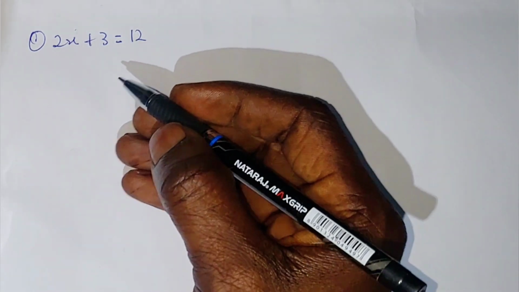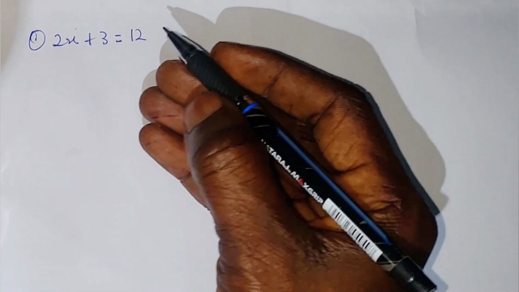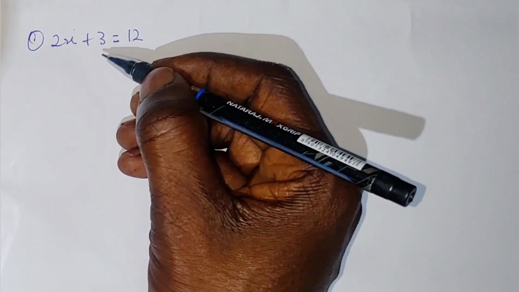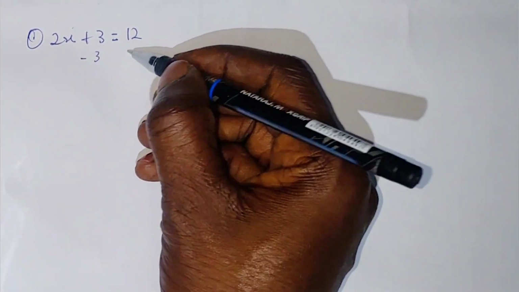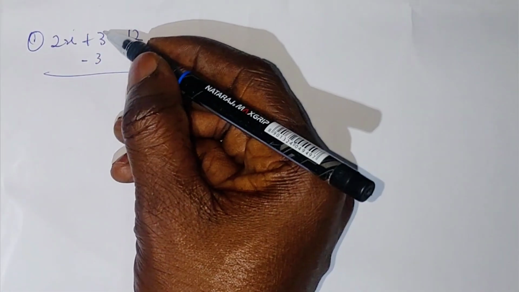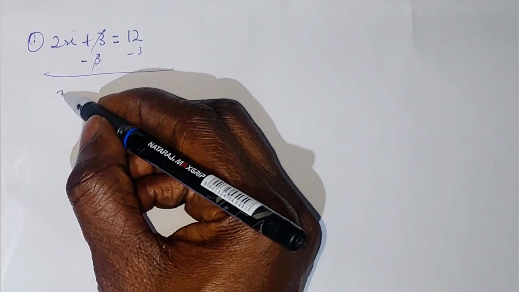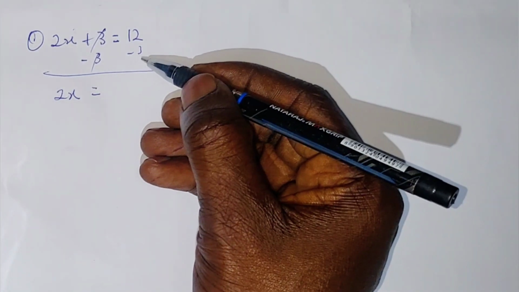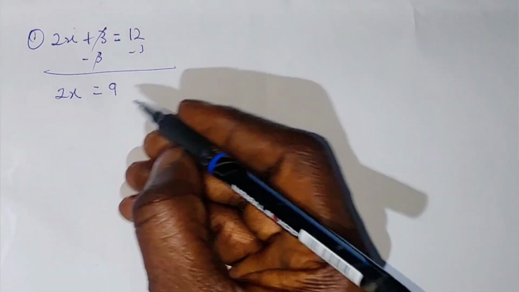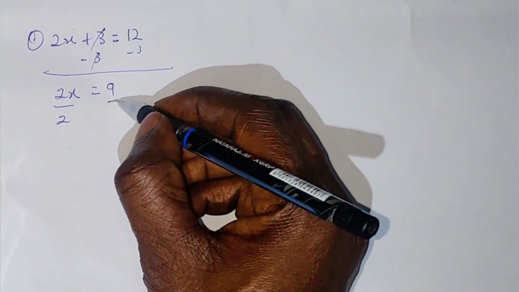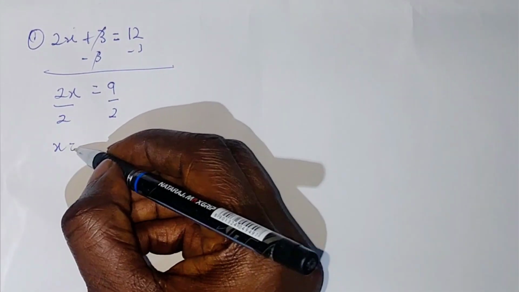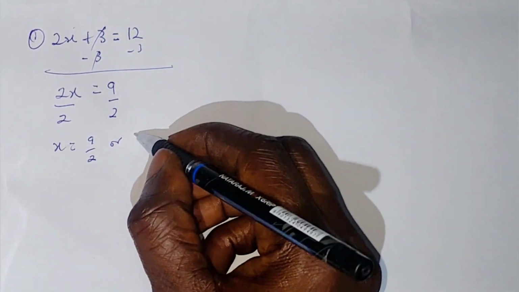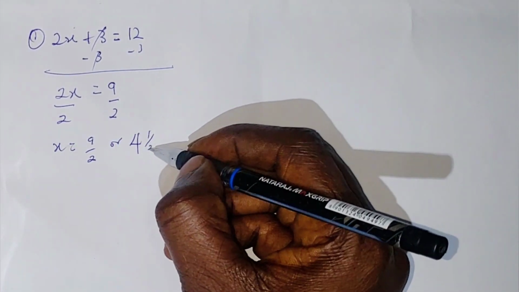To solve questions like this, all that we need to do is to take 3 from both sides. That is grouping of like terms. When I take 3 from here and I take 3 from here, this cancels that, and I'm left with 2x. 2x = 12 - 3, that gives you 9. Then we divide both sides by 2, and we say x = 9/2, or in mixed fraction, 4 1/2. So this becomes the answer.